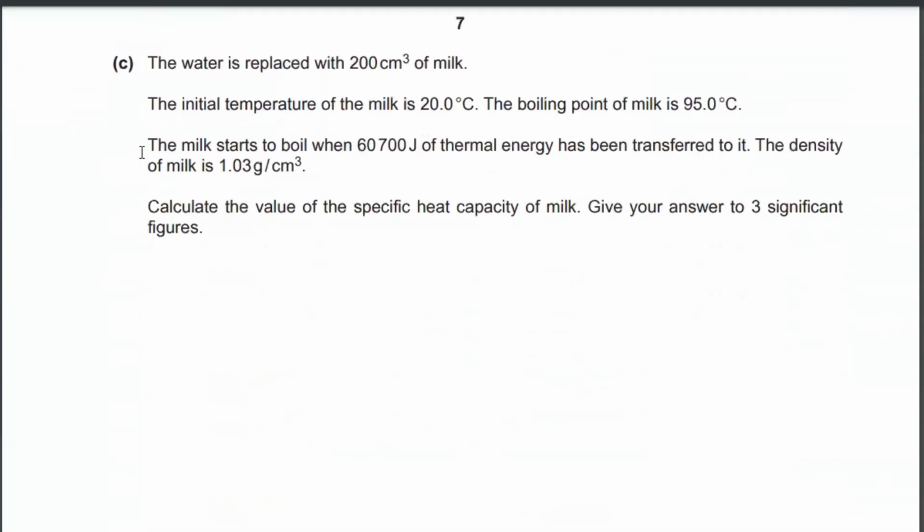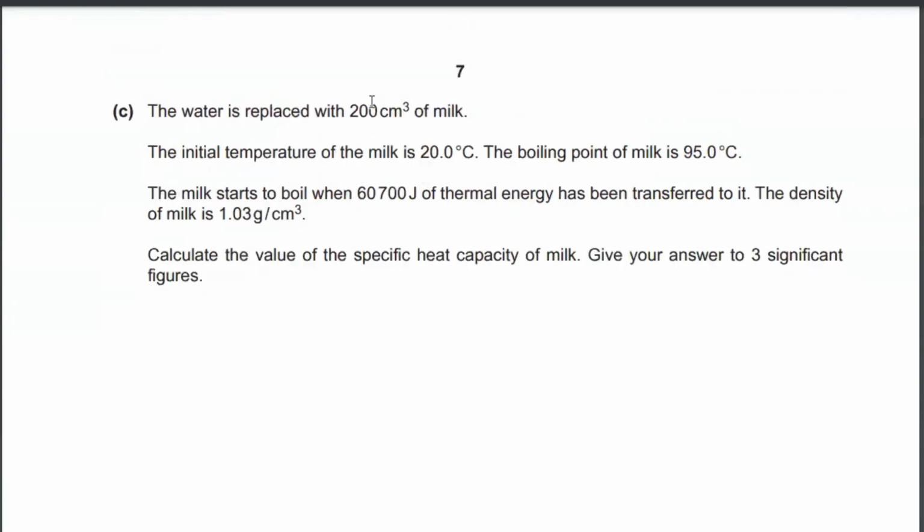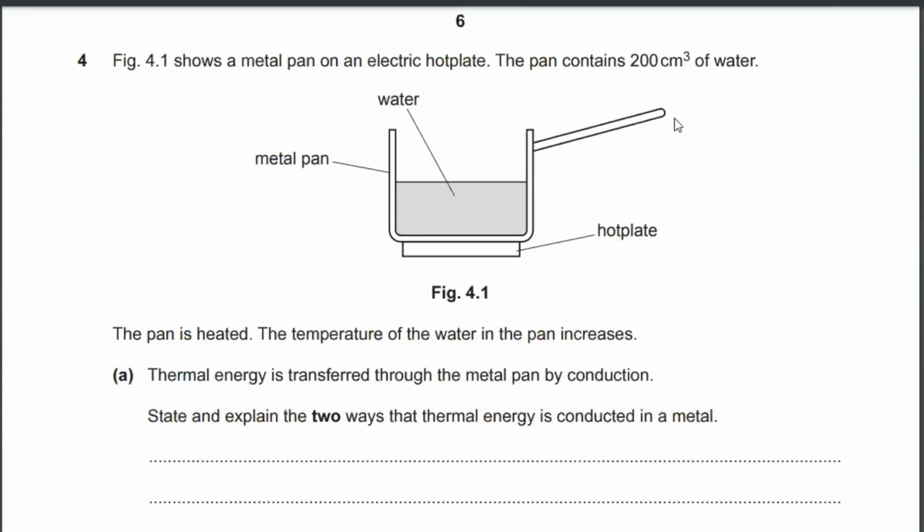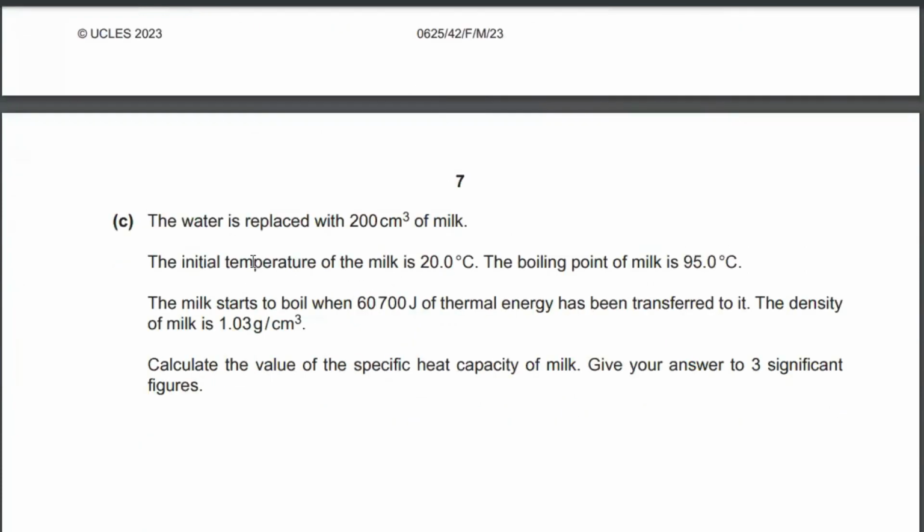So now the next question is, the water is replaced with 200 centimeter cube of milk. So 200 centimeter cube of water is being replaced by 200 centimeter cube of milk. Now the initial temperature of milk is 20 degrees Celsius. Let's say the milk was placed on a table which was around room temperature, so that is why it is at 20 degrees Celsius. And we also know the boiling point of milk is 95 degrees Celsius. So this is the point where milk starts to convert into vapor.